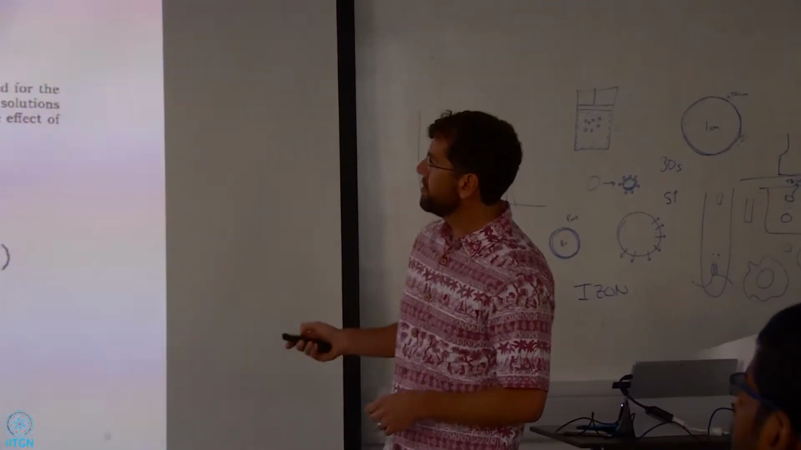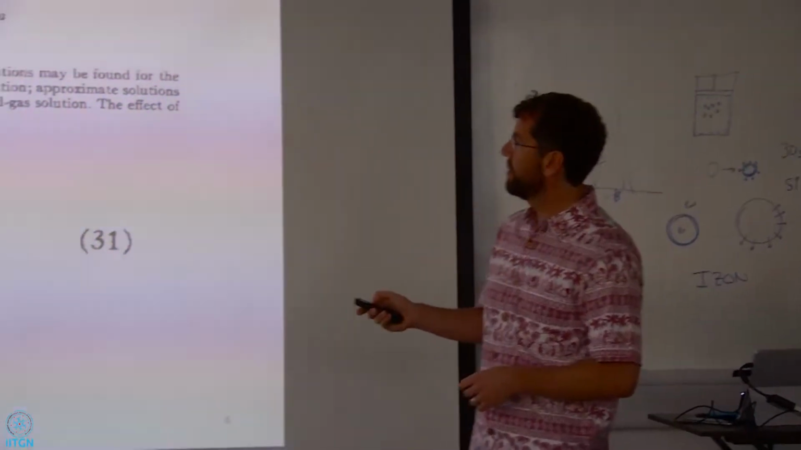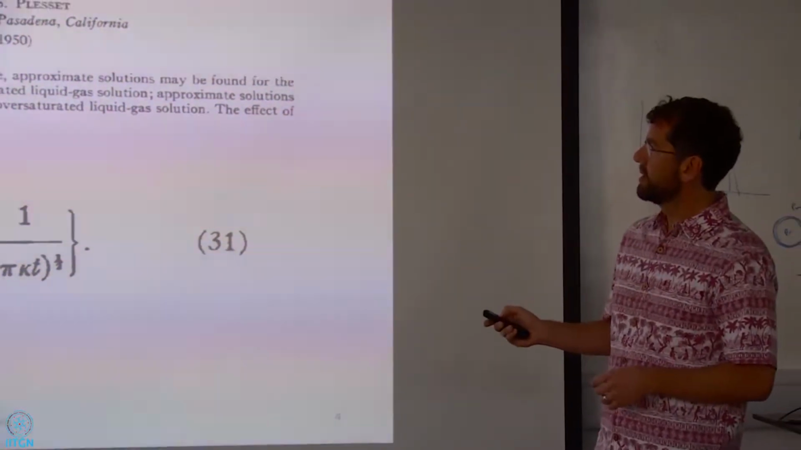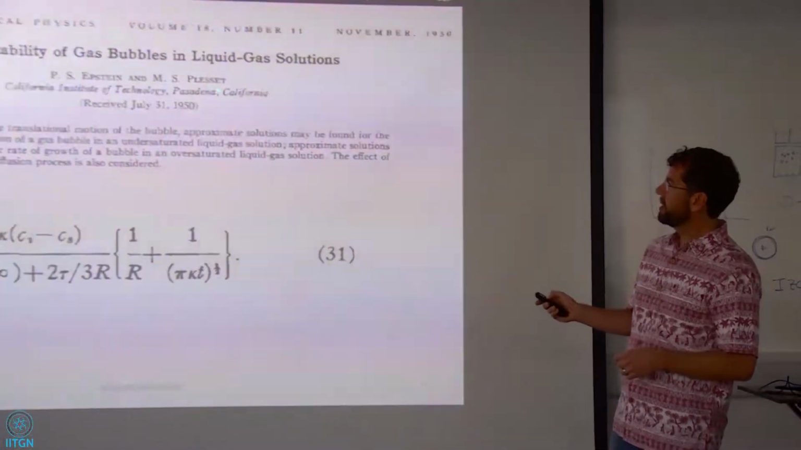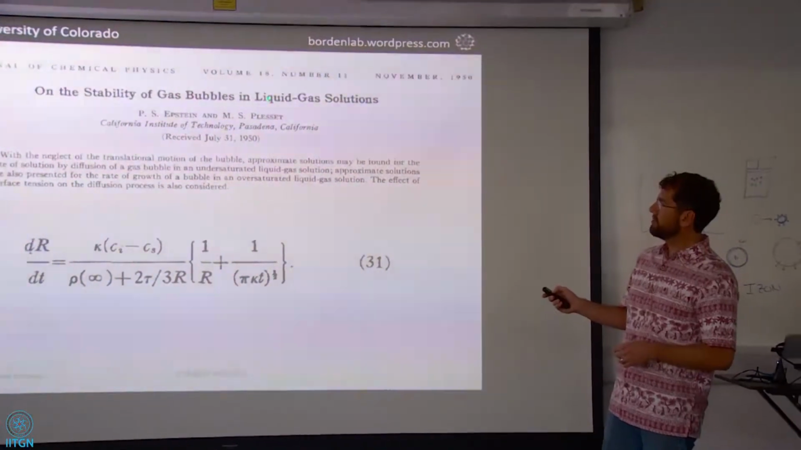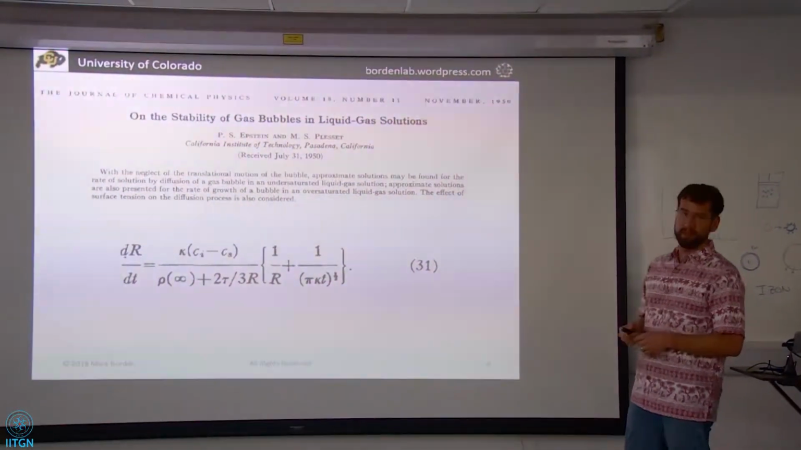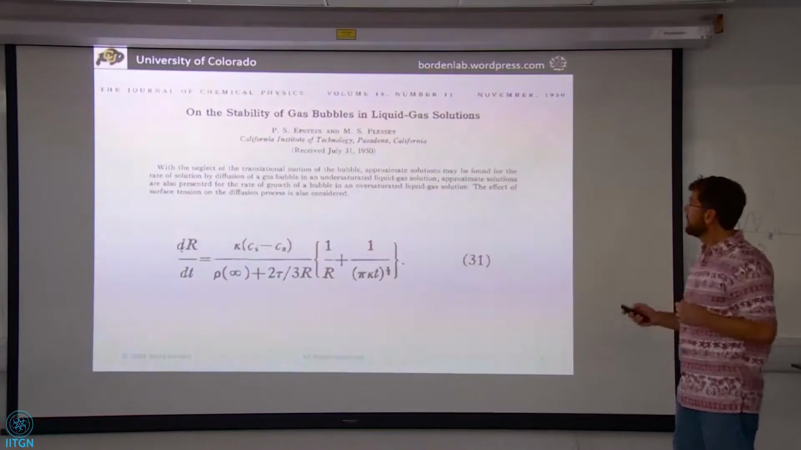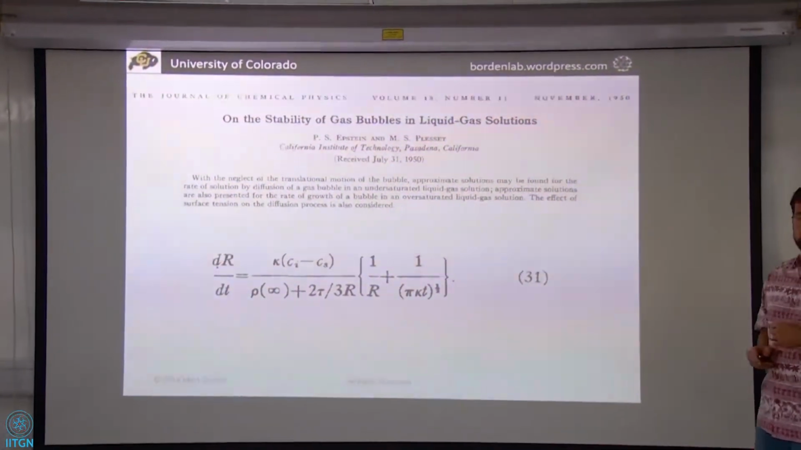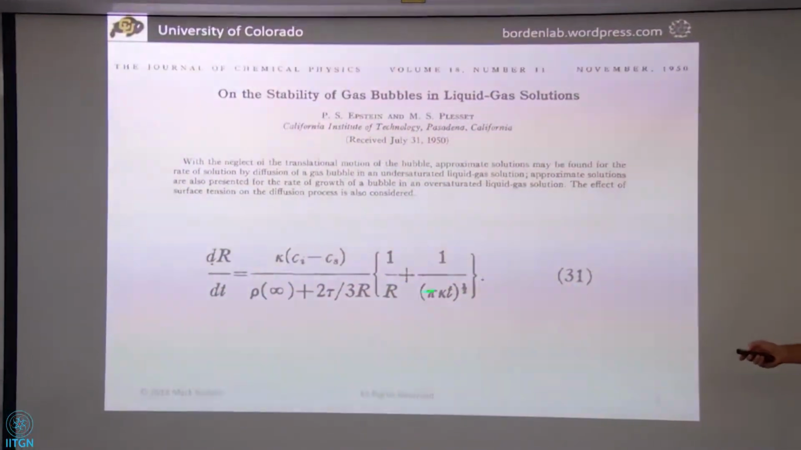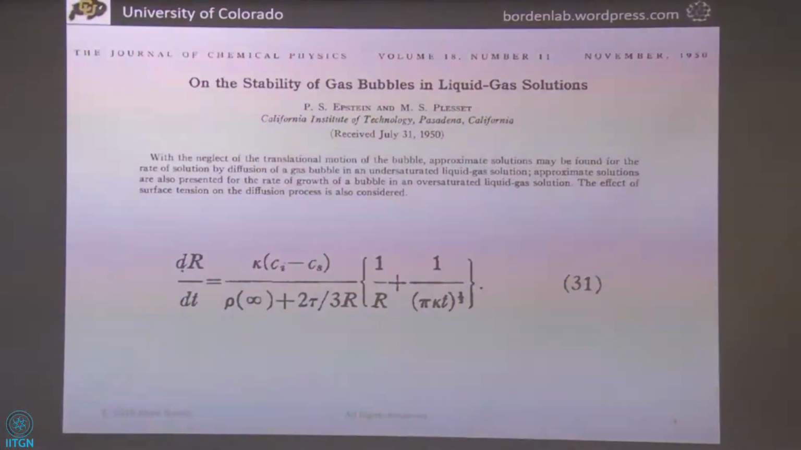So this is a snapshot of the paper, the title of the paper by Epstein and Plesset on the stability of gas bubbles in liquid gas solutions. And again, it was published in 1950. And here's their version of the equation.